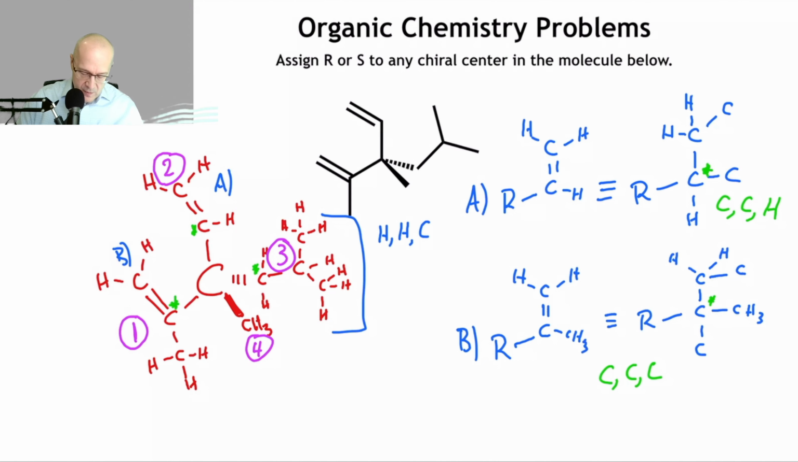Okay? So let's draw our line from 1 to 2, from 2 to 3, from 3 back to 1. It appears to be R because it's going in the right-hand direction. But remember, this bad boy, priority group number 4, is facing the wrong way. So even though it looks like it's R, it must be S, because this group is facing the wrong direction.